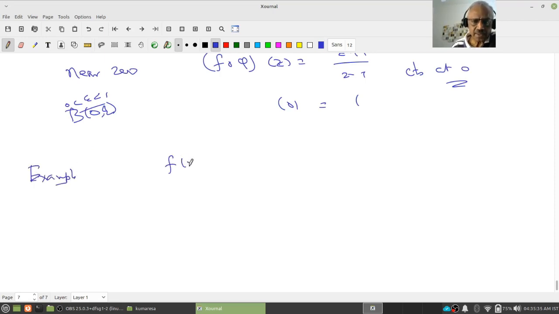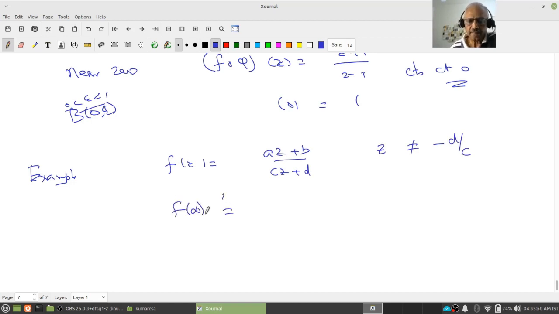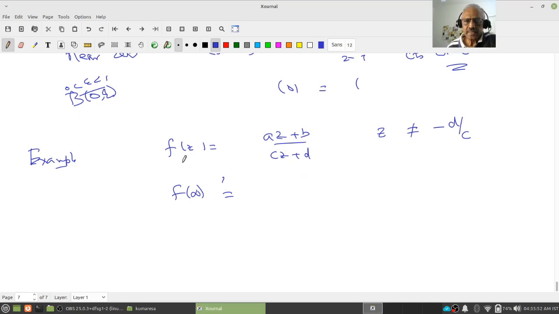Now come back to the third example which I want to do. Let f of z be az plus b by cz plus d. The last example will be a special case of this. This is for z not equal to minus d by c, and then I want to define f at infinity. How will I do that? Remember, as z goes to infinity, what should I expect? I should expect a by c. This is what intuition says. I do not know if this is correct or not, but let us see.